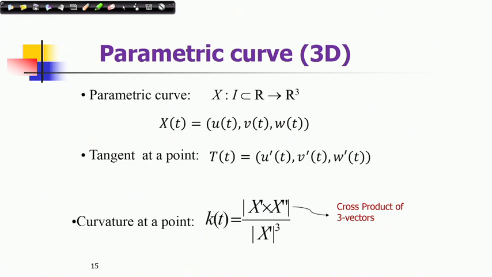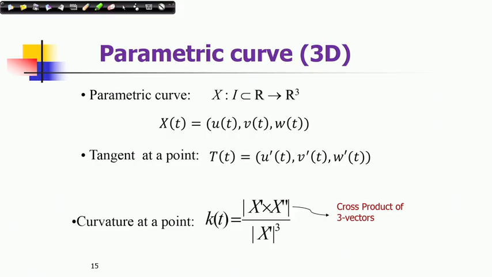Similarly, the tangent which is computed in 2D by taking the derivatives of the respective functions, you do here also, and for curvature you see that the expression remains the same, only its interpretation is a bit different. You have the cross product of the vectors x' and x''.